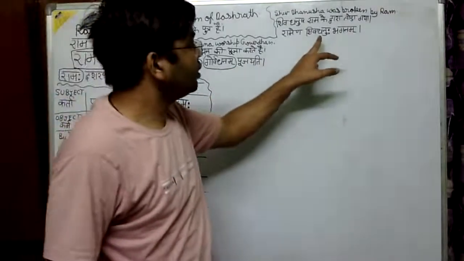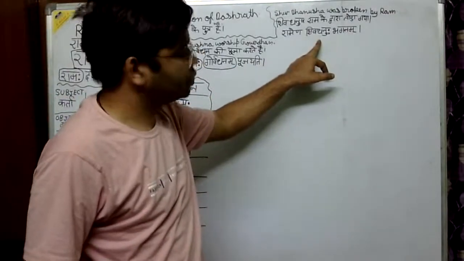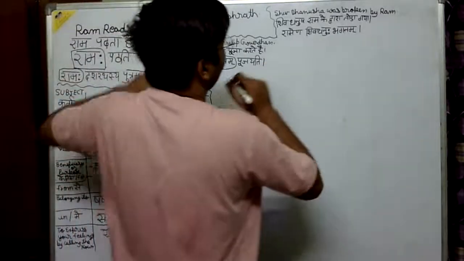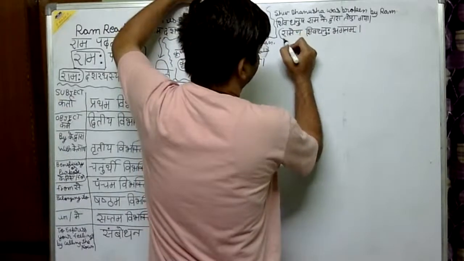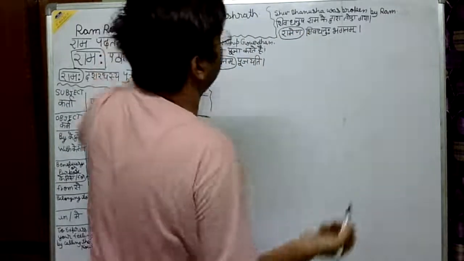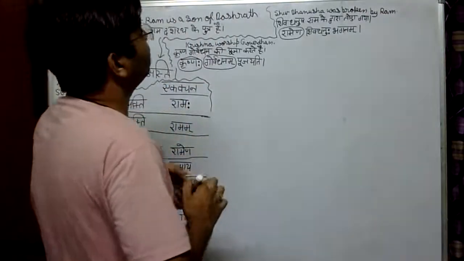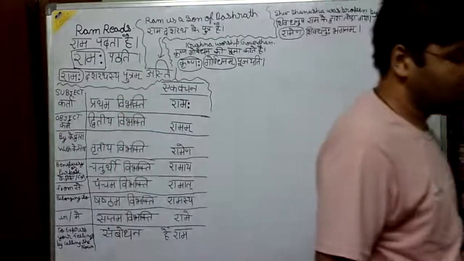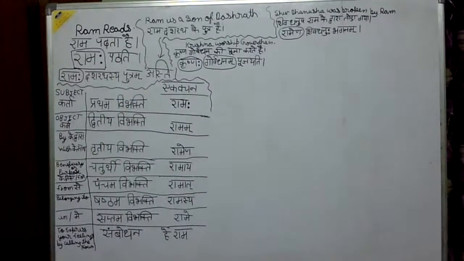So Shiv Dhanush was broken by Ram. So look here, by Ram, के द्वारा, राम के द्वारा. So here we have used the third vibhakti, तृतीय विभक्ति. रामेण शिव धनु भग्नम.